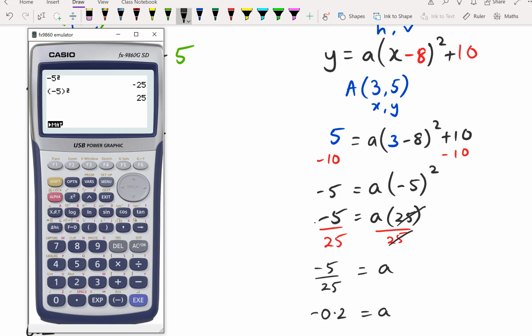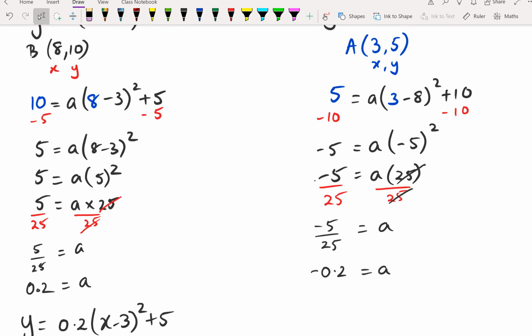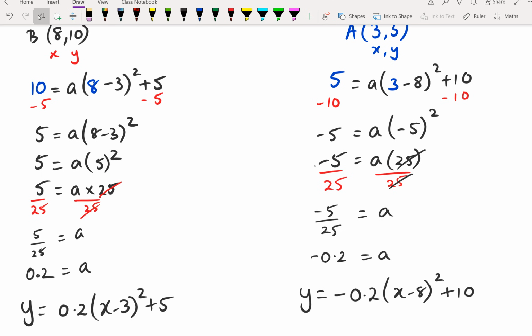So if I go 1 divided by 3, that's the A value. Please don't write this in decimal format, because when you put it in Desmos there'll be slight problems where it might not go through the points that you require. But if you put it as 1/3, it definitely will. So once we get our A value, don't forget to write the equation of the parabola. That is what you should have got: y = -0.2(x - 8)^2 + 10.